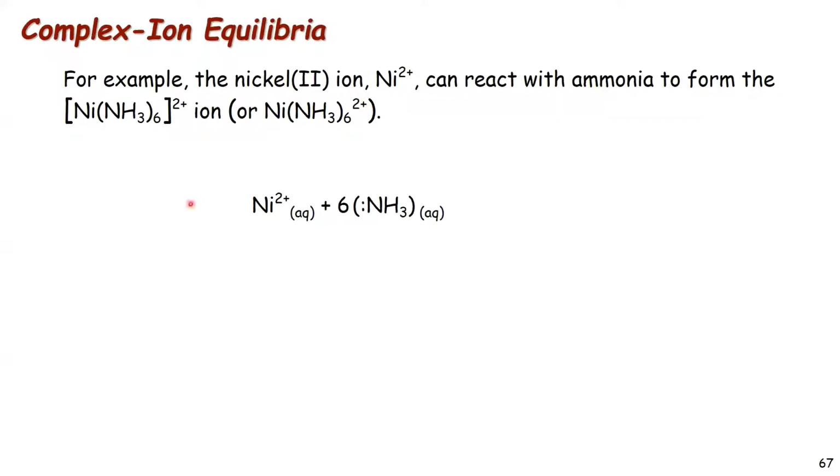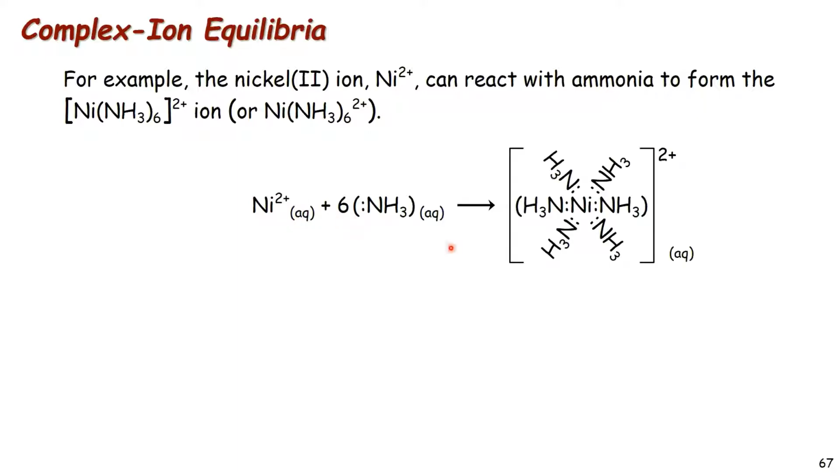So basically what happens is that we have the nickel ion, and each of the ammonia has a lone pair of electrons. Well, those lone pairs of electrons are going to overlap with an empty orbital within the nickel and form a coordinate covalent bond. In fact, it's going to do it 6 times. So you can see that there's 1, 2, 3, 4, 5, and 6.